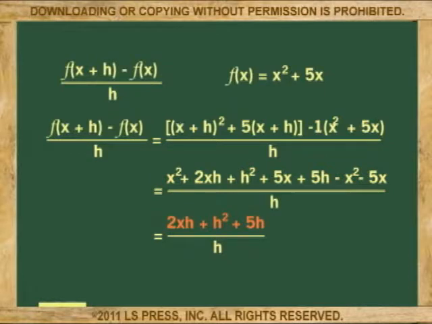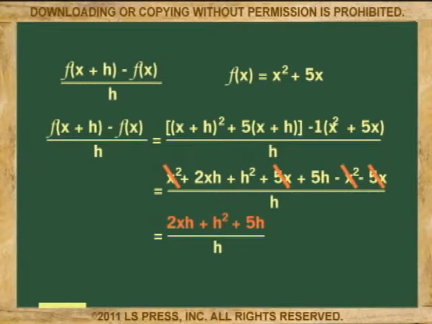Combine, and the x squares and 5x cancel, leaving behind 2xh plus h squared plus 5h. Factoring the h, we cancel the h in the denominator with the just factored h, and the difference quotient is 2x plus h plus 5.